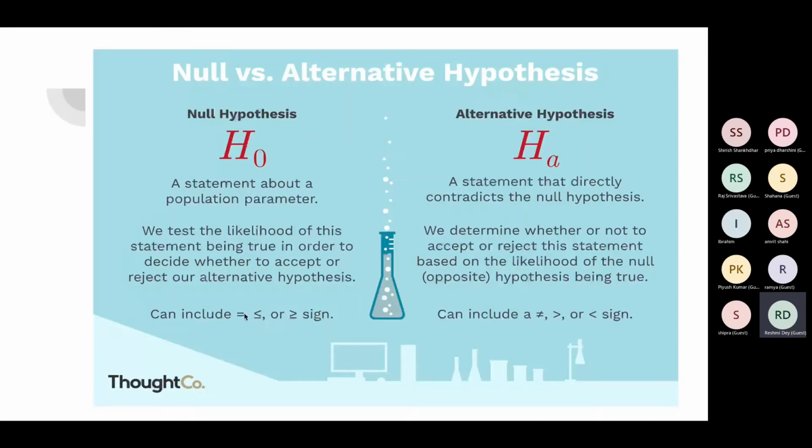The null hypothesis can include equal to, smaller than or equal to, or greater than or equal to signs. If it is equal to, then our alternative hypothesis will be not equal to. If it is smaller than or equal to, it will be the greater than sign, and if it is greater than or equal to, it will be the smaller than sign for the alternative hypothesis.